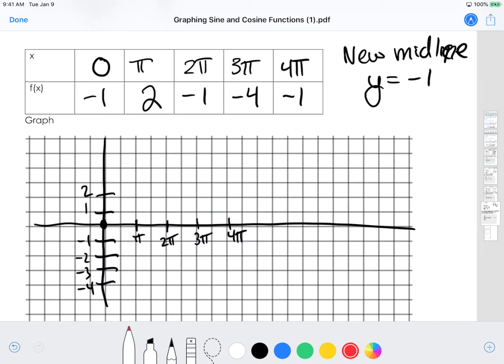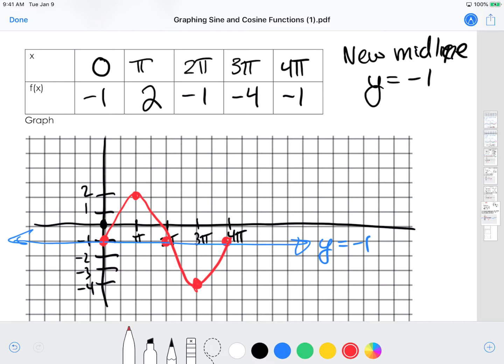Okay, so at the point 0, I come down to -1. At the point pi, I come up to my max, which is 2. And then at 2 pi, I come back down to -1. And then at 3 pi, I go all the way down to -4. And then at 4 pi, I come up to -1. So if you notice, this is my new midline instead of the x-axis, because everything's been shifted down 1. So this is what my new, or my translated graph looks like.